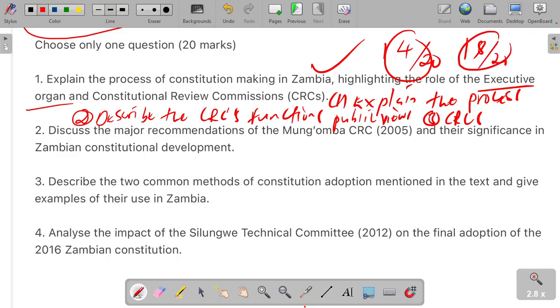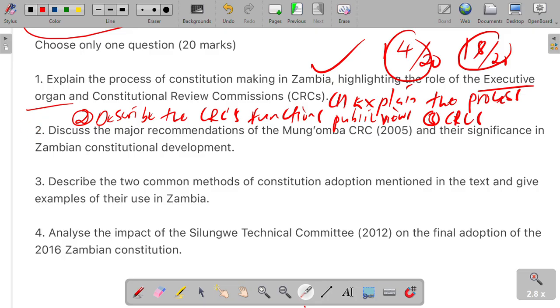Okay? So remember, I said you explain the process. You explain that the process starts with the executive organ initiating a CRC. Secondly, you describe the CRC's function. What is that function? Gathering of public views and making recommendation. Then your third point will be mentioning the sequence of CRCs, Chona, Mfunga, Mwanakatwe, Mungomba, and their roles in shaping the constitution. You are good.